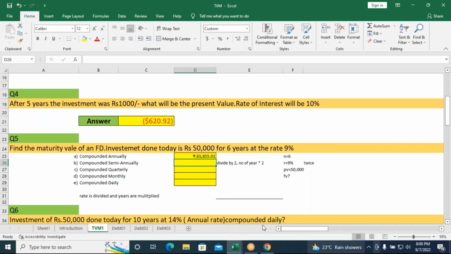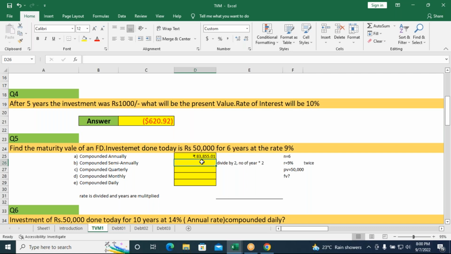Okay. So annually means the interest, everything will be calculated only once in a year. So for 6 years, per year it will be calculated only once. But when I'm talking about semi-annually, everything will be done twice. So the rate of interest, that is 9%, will be divided by 2, which means in a year I'll get 4.5 and 4.5. And the 6 years will be multiplied by 2, meaning per year it will be multiplied by 2.